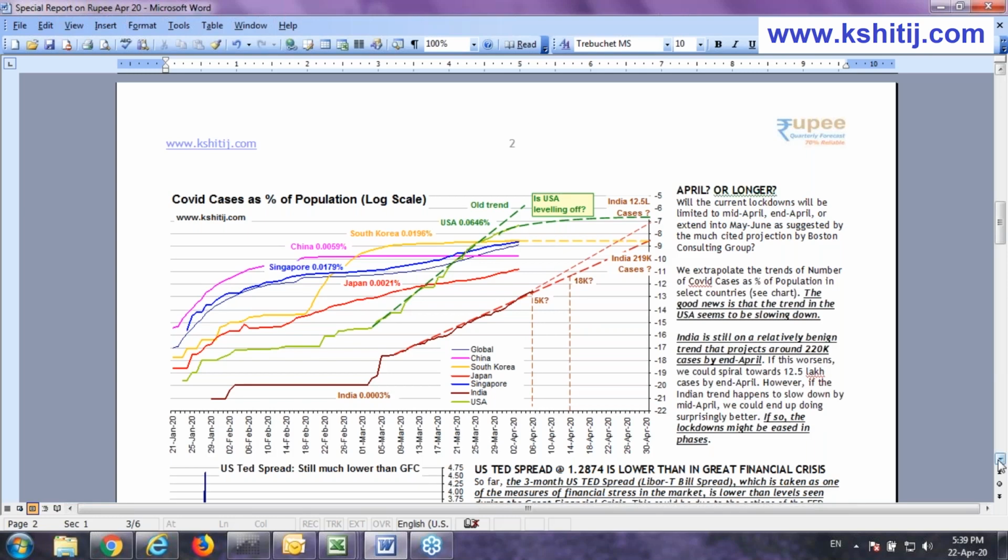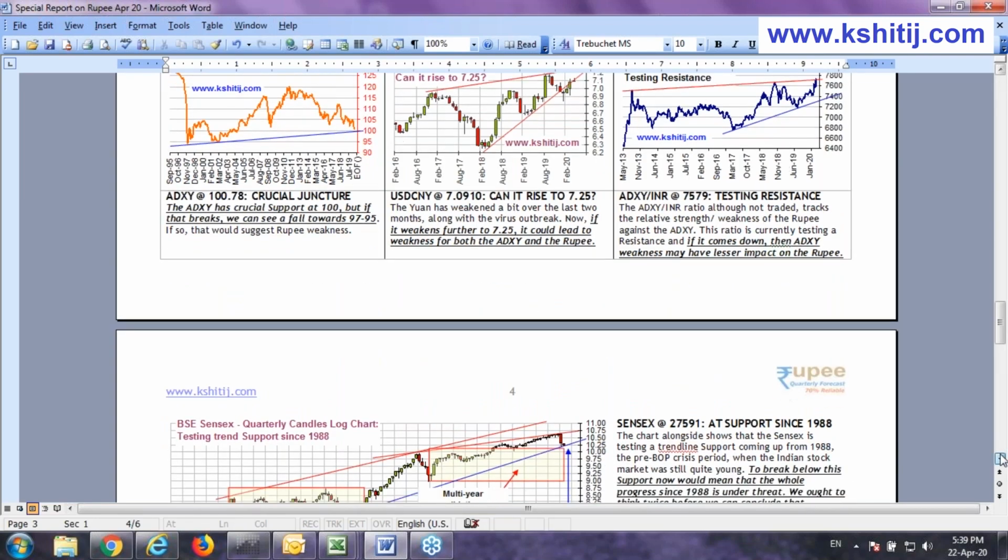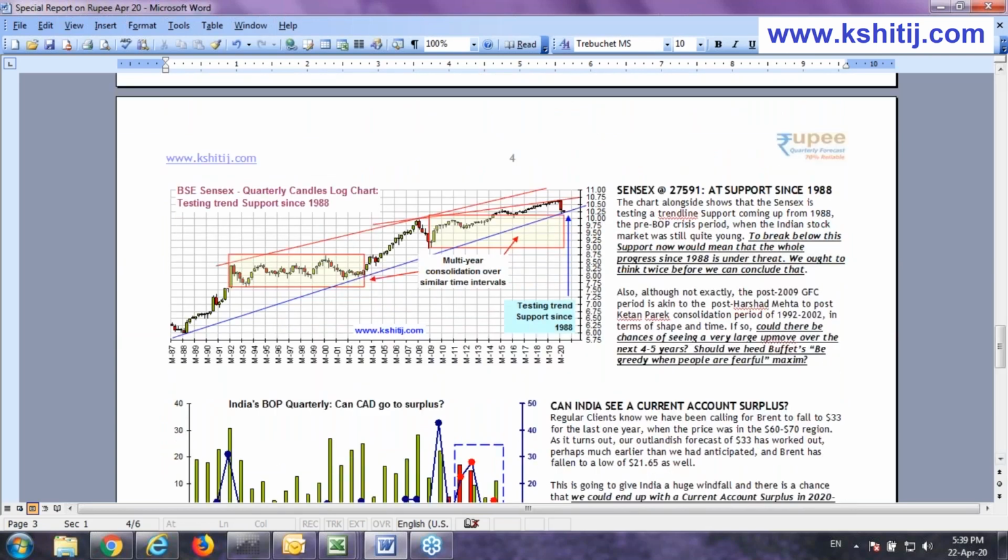So at that time we were looking at 18,000 cases by 14th of April and 2,19,000 cases by end of April. But now there are very real chances that we might have only about 55,000 cases. In this we had also shared a long-term quarterly log chart of the Sensex, so I'll share that with you.